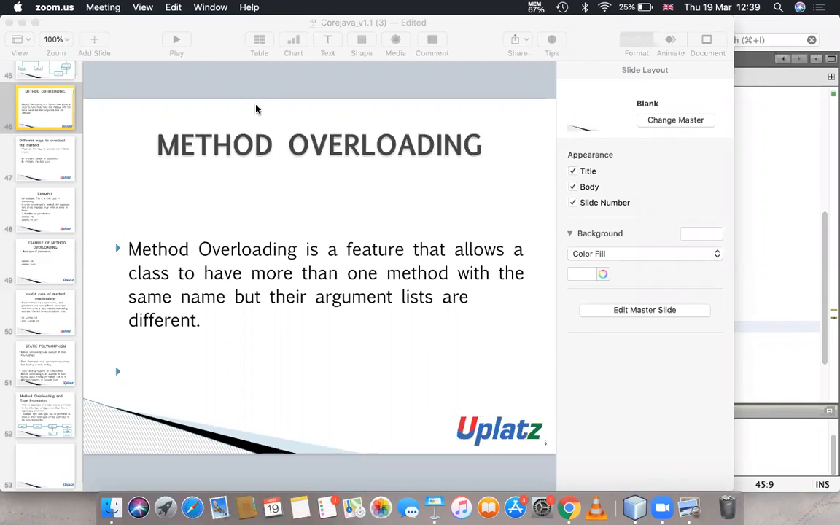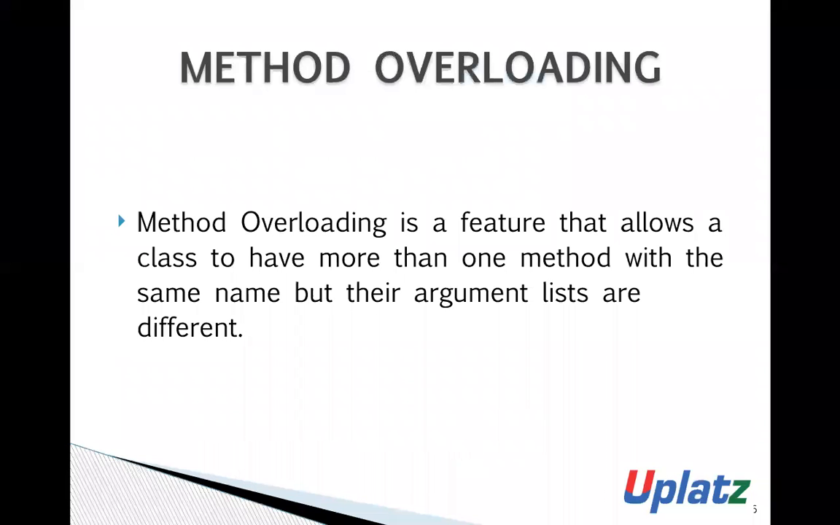In this session, I'm going to discuss a very important topic called method overloading in Java. So, method overloading, I would like to show you some documentation for the same. Method overloading is a feature that allows a class to have more than one method with the same name, but their argument lists are different. That is, the name of the method will be the same, but the data type or the number of arguments will be different. That is what is called method overloading in Java.